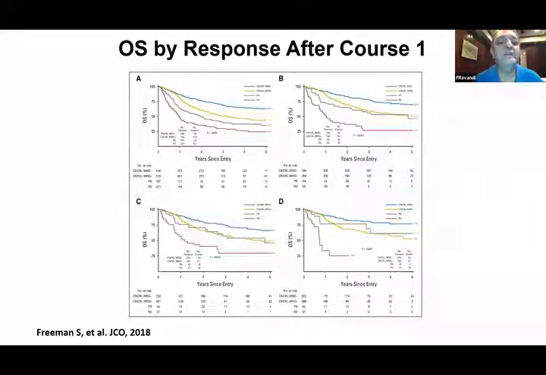But most importantly, if you are CR or CRi and MRD positive, the yellow line, your outcome is almost identical to if you are partial response or PR in the gray line. So achieving MRD negativity is essentially much more important than achieving a full complete remission. So if you're CRi MRD negative, you do better than if you're CR MRD positive.